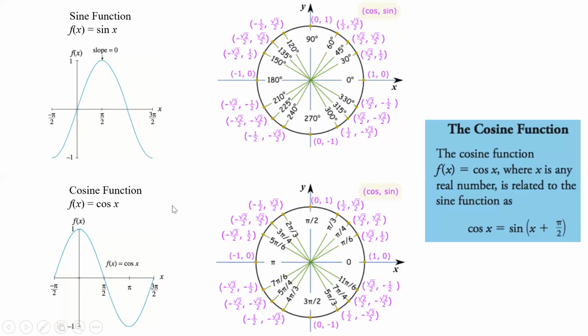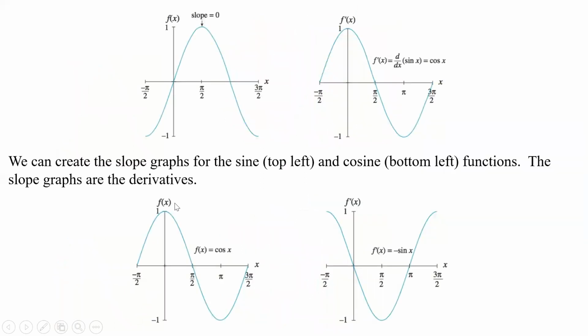Now, what about the derivatives? Well, we have our original sine function here and our original cosine function here, and what we can do is make a slope graph. Okay, what happens there? Here we have a 0, and so that's that point. Here we have a 0, that's that point. Here again, we have a 0, so that's that point.